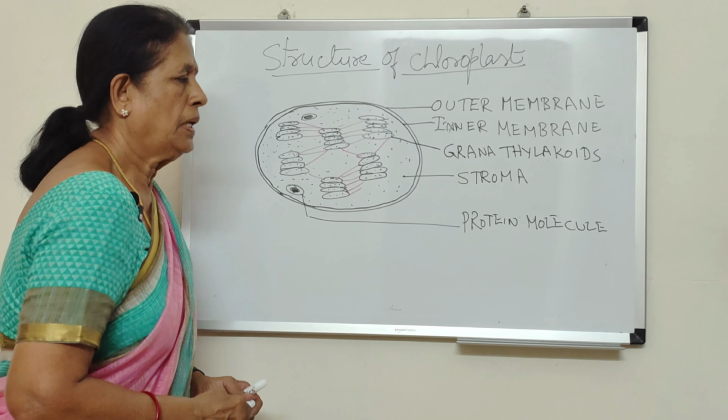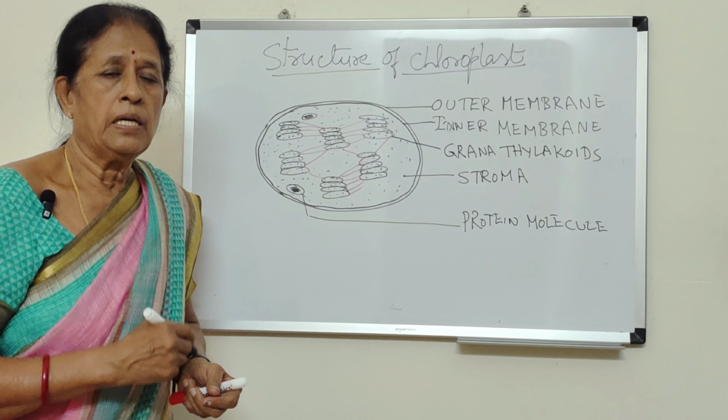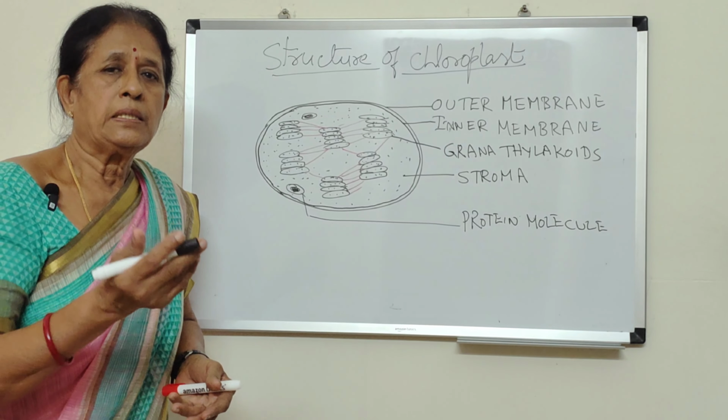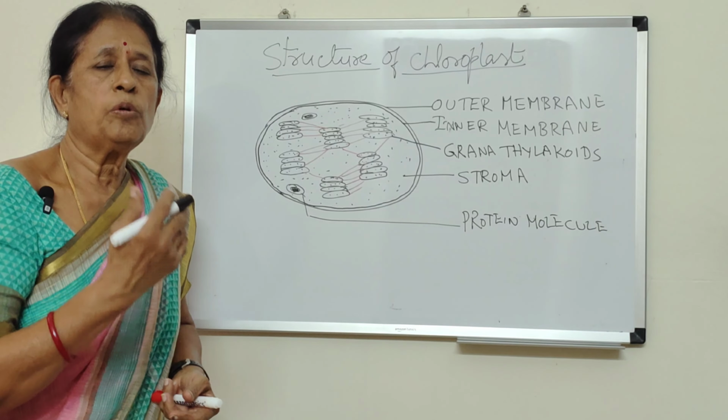And here I want to make you remember the oxidation and reduction reactions which I taught in the first lesson. Oxidation means addition of oxygen, removal of hydrogen, and removal of electrons. Reduction means addition of hydrogen, removal of oxygen, and addition of electrons. In the chloroplast, oxidation-reduction reactions take place.